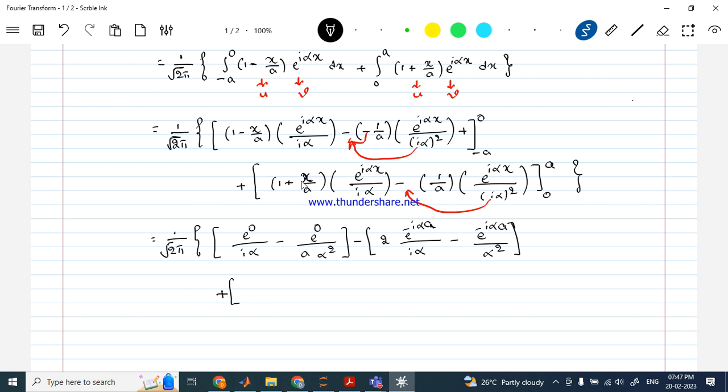So for upper limit x equal to a, this becomes 2 times e power I alpha a by I alpha, minus into minus, it becomes plus actually, so it's e power I alpha a divided by a alpha square, minus, now substitute the lower limit, put x equal to 0, with that the first term becomes 1 into e power 0 by I alpha, and it is plus e power 0 by a alpha square again.